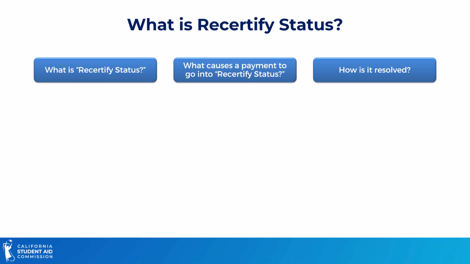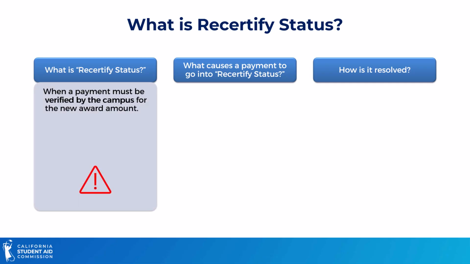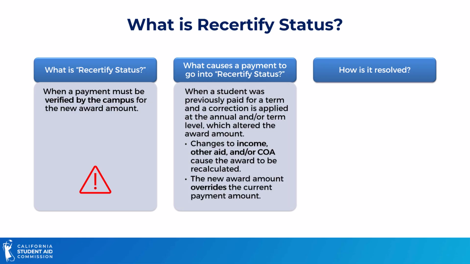Now, moving on to the recertify status. When an MCS payment goes into recertify status, it means that it must be re-verified by the campus for the new correct award amount. What causes a payment to go into recertify status?